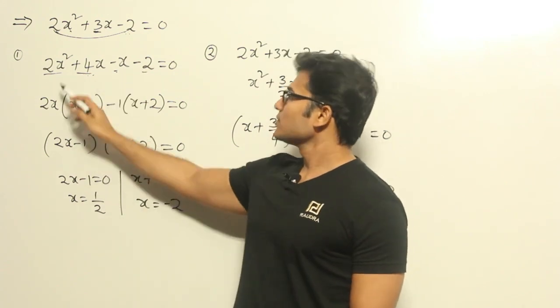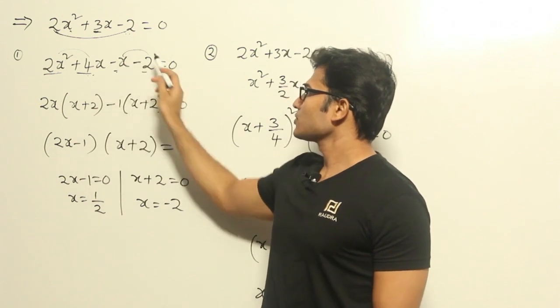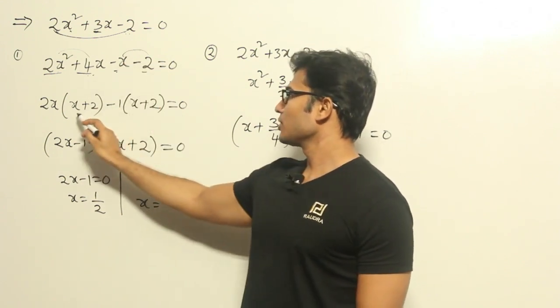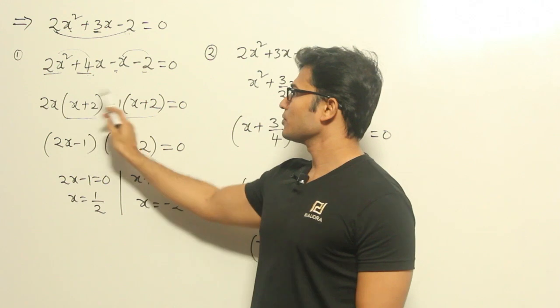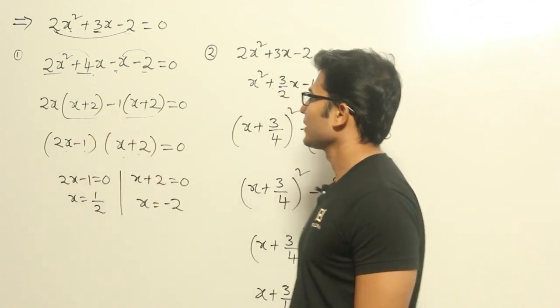Now after you get this, you can clearly pull out 2x as common from these two terms and -1 as common from these two terms. Now again you can pull out x plus 2 as common from these two terms. Then you are going to get 2x minus 1 and x plus 2, right?